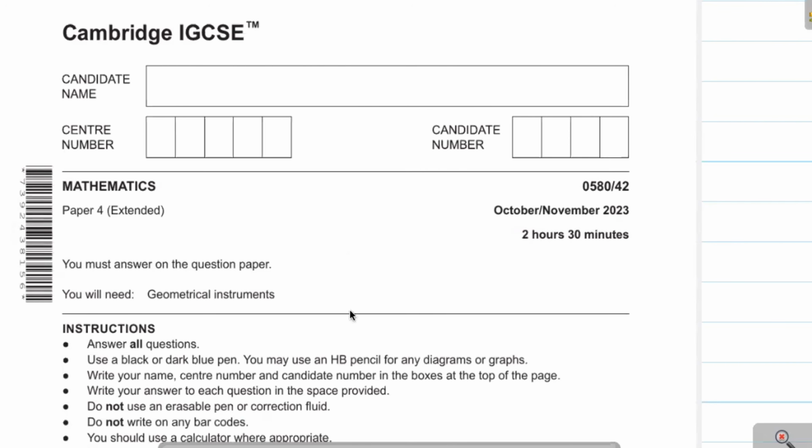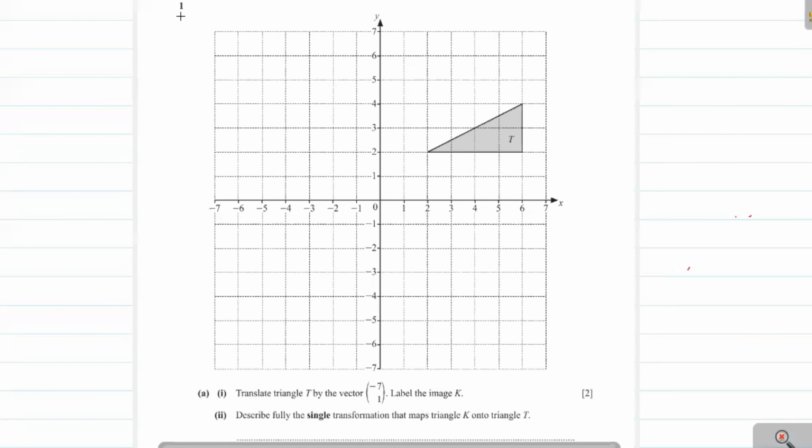Now let's start the questions of this paper. Question 1, part A. First part: translate triangle T by the vector (-7, 1), label it K. Now you see here, this is the triangle T, and we have to translate this triangle T by the vector (-7, 1). It means that we have to shift each point of the triangle 7 units left and 1 unit upward.